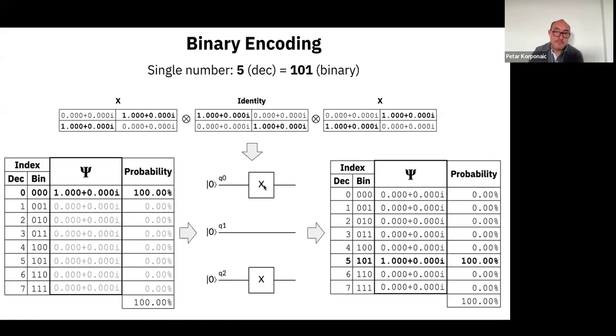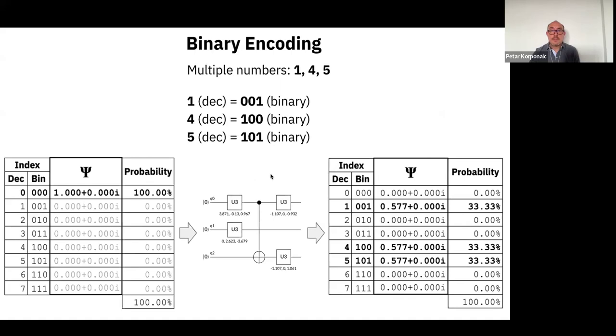In a quantum program, you will execute two gates. You will execute gate X on qubit 0 and X on qubit 2. So this is how you do it. Now, you can also encode multiple numbers. For example, let's have three numbers, 1, 4, and 5. So this is the binary representation of 1, the binary representation of 4, and the binary representation of 5.